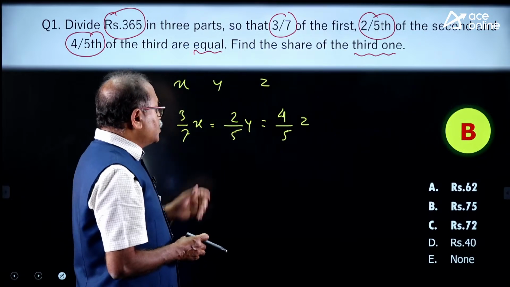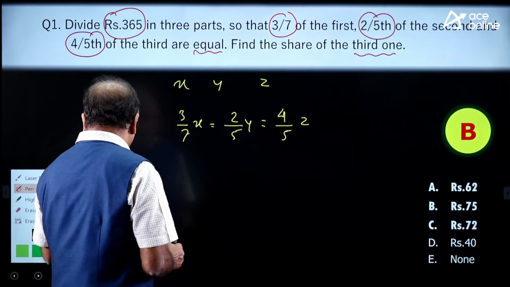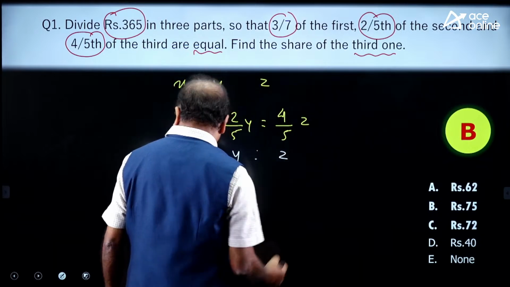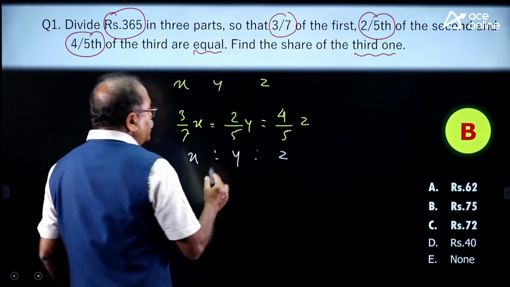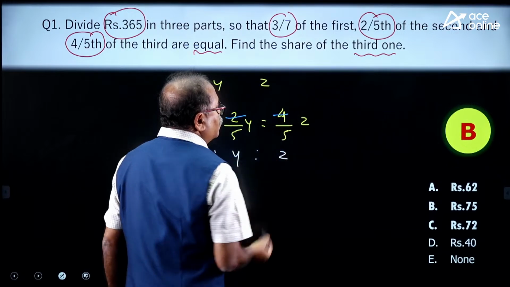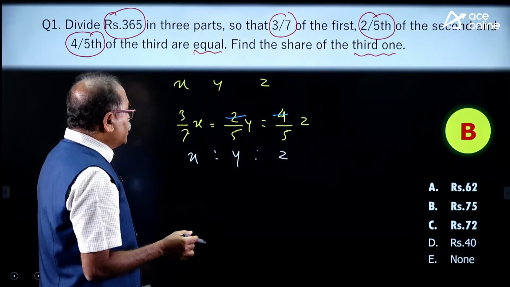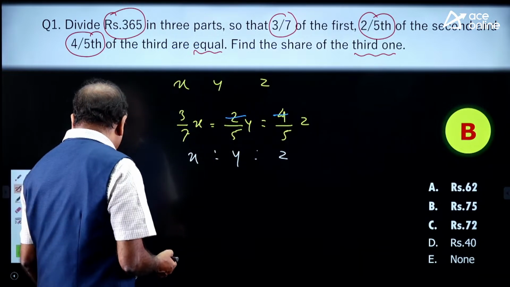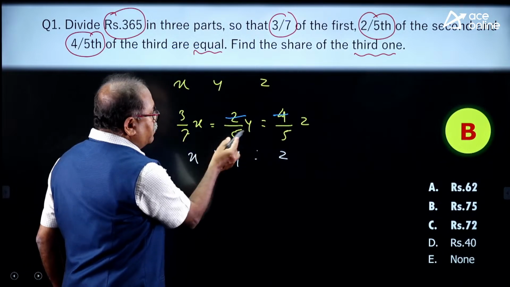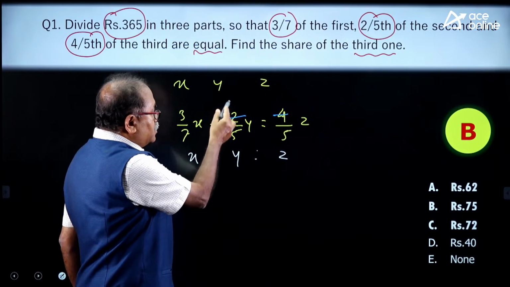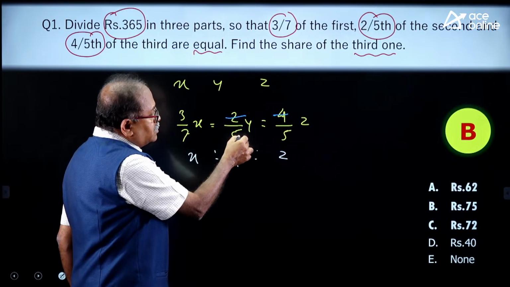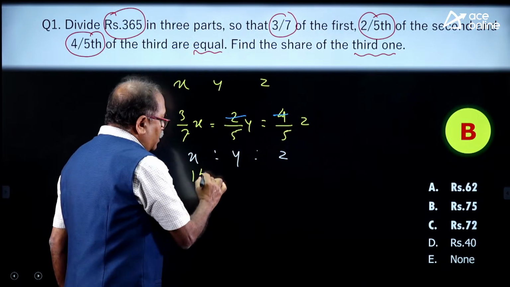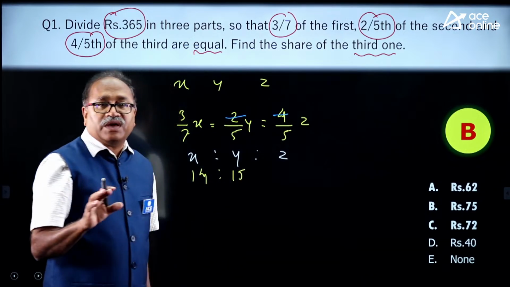How do I get the ratio here? So x is to y is to z, that's what I need to find out. Before that, let me find out the x to y ratio. What is the x to y ratio? x by y is 2 by 5 into 7 by 3, that is 7 2s are 14 and 3 5s are 15. So I am getting 14 is to 15, that is x to y.